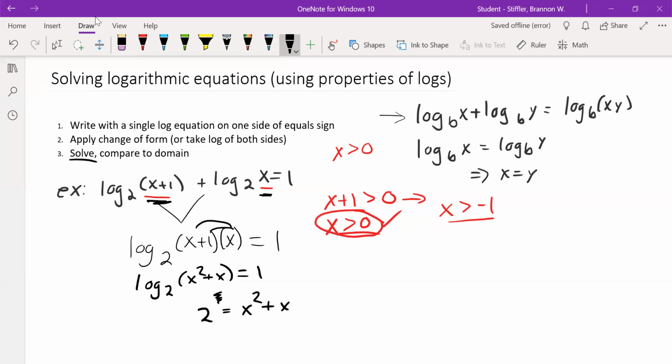Now solve. So I'm going to subtract 2 from each side. Now I've got over here 0 equals x squared plus x minus 2.